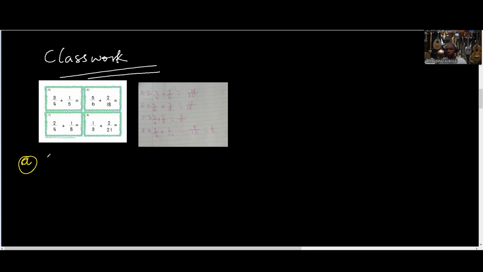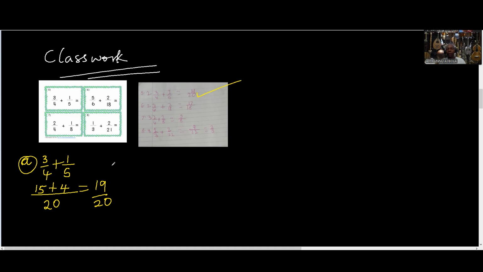So the first one, I have 3 over 4 plus 1 over 5, and our common denominator is 20. Since 5, which is bigger than 4, is not a multiple of 4, we go for the multiple of 5 that is also a multiple of 4, and that's 20. So 4 in 20 gives us 5, and 5 times 3 gives us 15. Plus 5 in 20 gives us 4, and 4 times 1 gives us 4. So this is 15 plus 4. That's 19 over 20, and we can't reduce it because 19 is a prime number.